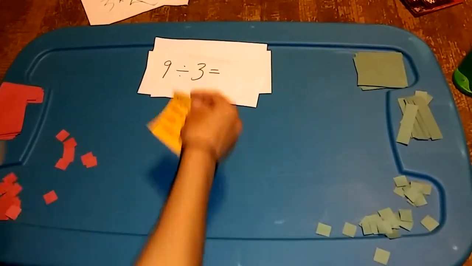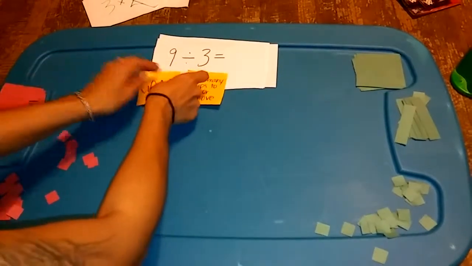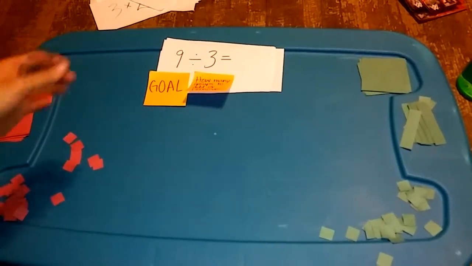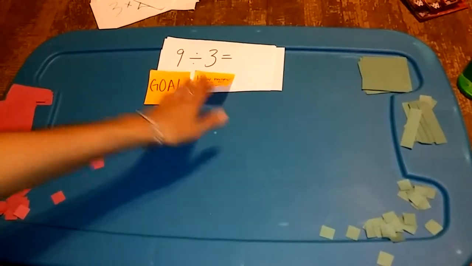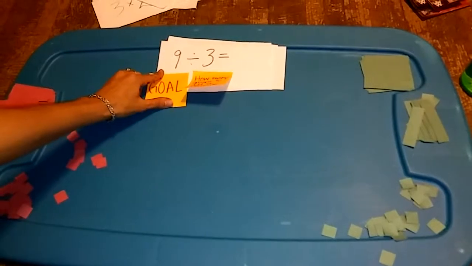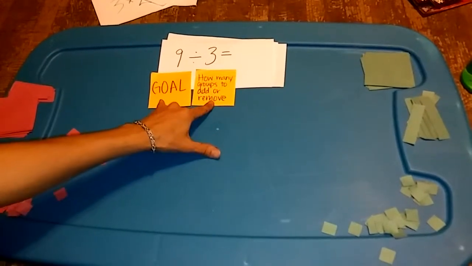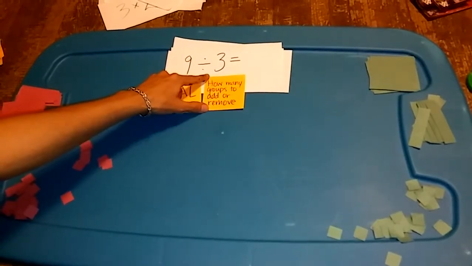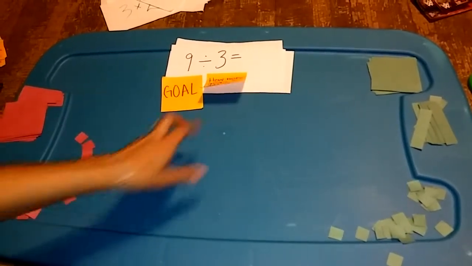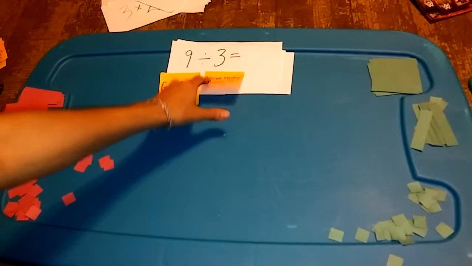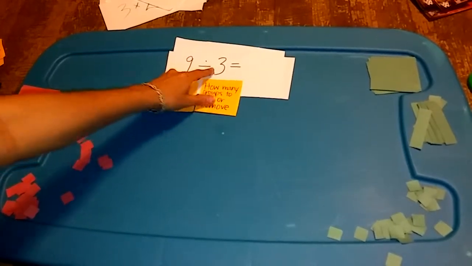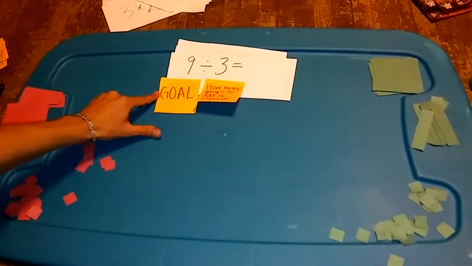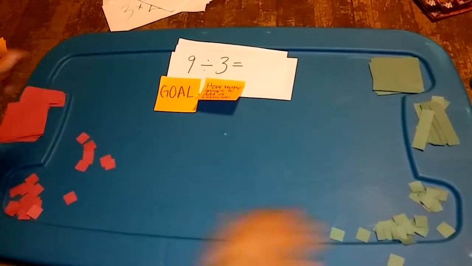With division, I'm going to kind of look at it a different way. Remember, division is kind of backwards when it comes to multiplication. We're working backwards. So when we're looking at this, the first number we're going to think of as our goal. The second number is going to be how many groups we add if it's positive or remove if it's negative. So I'm going to add, because it's positive, groups of 3 till I reach my goal, which is 9.